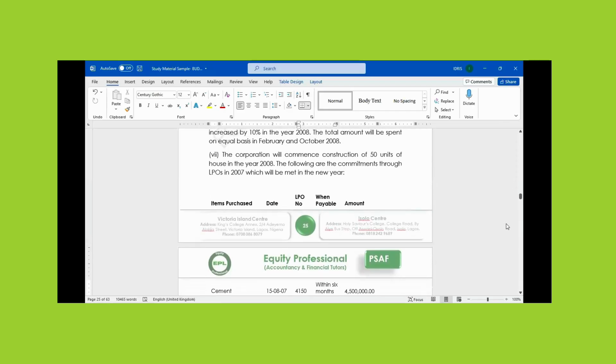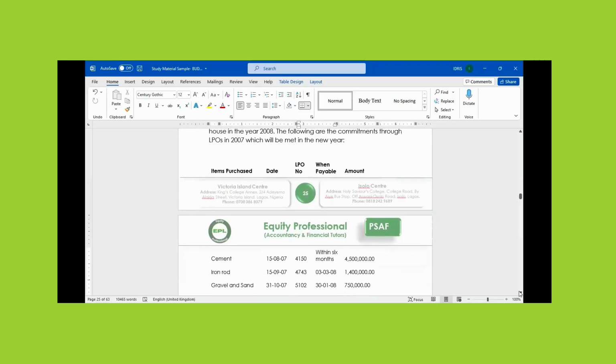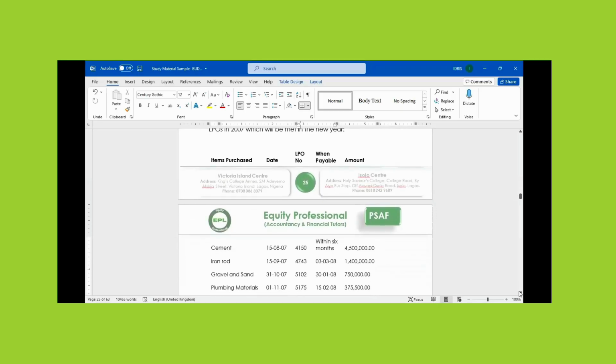The following are the commitments through LPOs in 2007, which will be met in the new year. Items purchased: cement, iron rod, gravel and sand, plumbing materials. Let's start from cement. The date it was purchased was 15th of August 2007. The LPO number is 4150, and it will be payable within 6 months. The amount is 4.5 million naira.